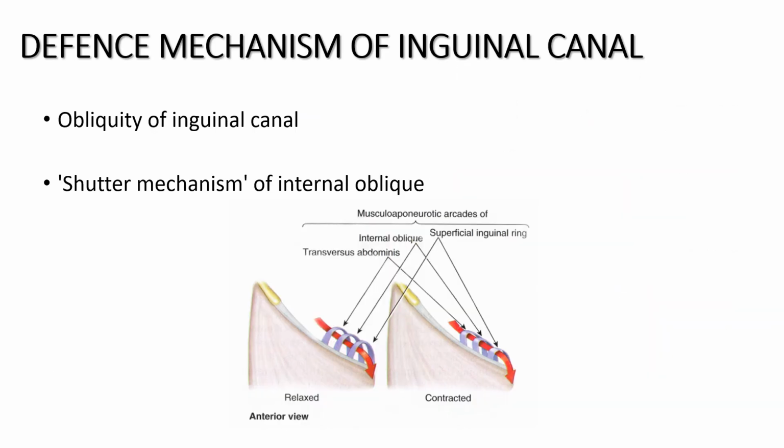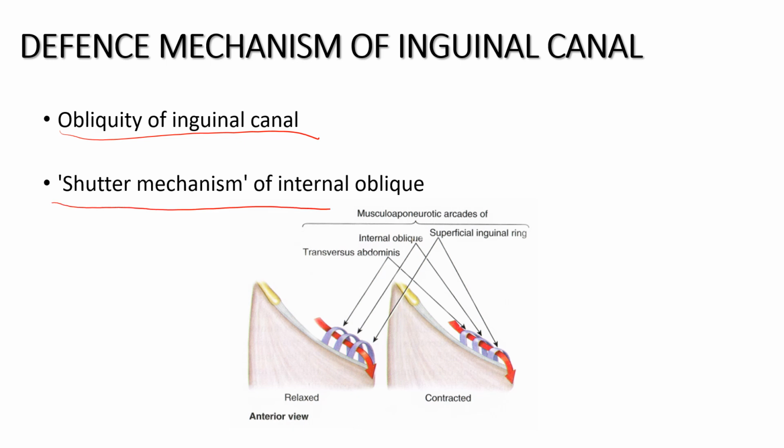Now the defense mechanism of the inguinal canal. Obliquity of the inguinal canal, that is, the two inguinal rings do not lie opposite to each other. Therefore, when the intra-abdominal pressure rises, the anterior and posterior walls of the canal are approximated, thus obliterating the passage. This is known as the flap valve mechanism.